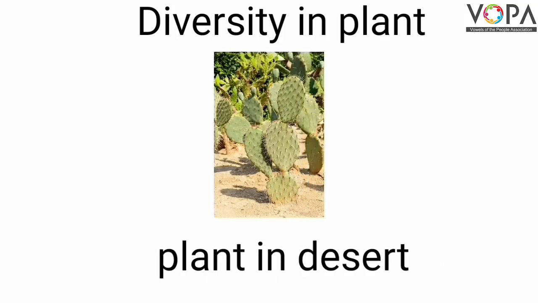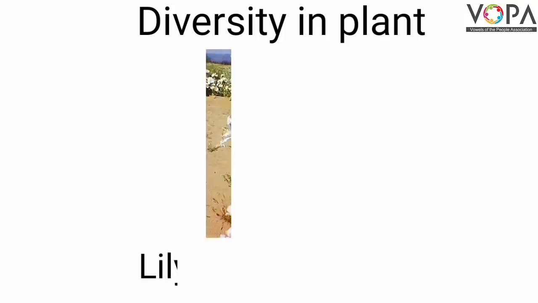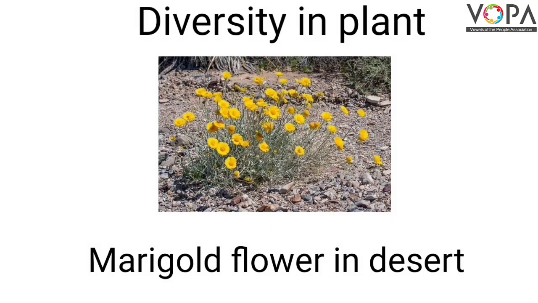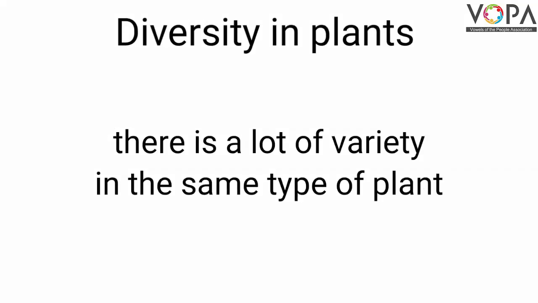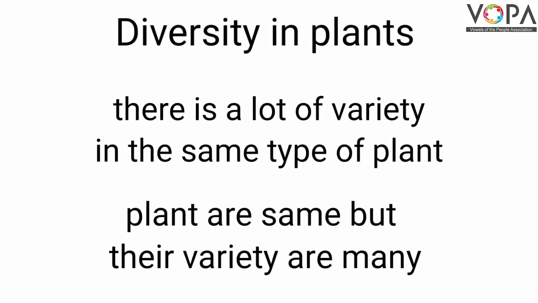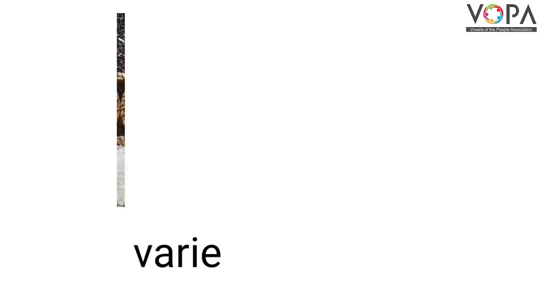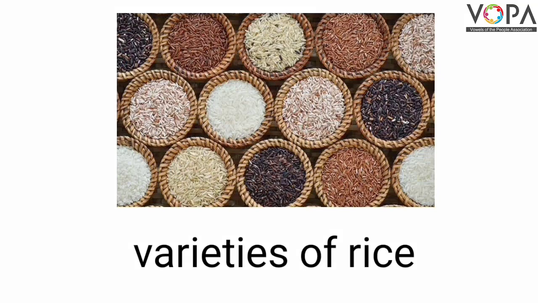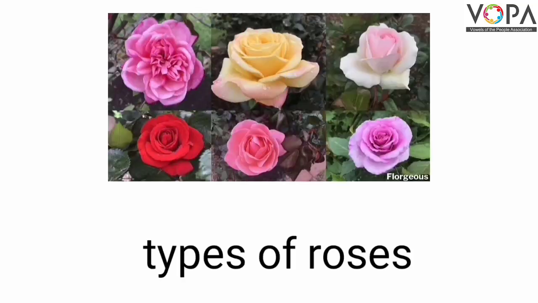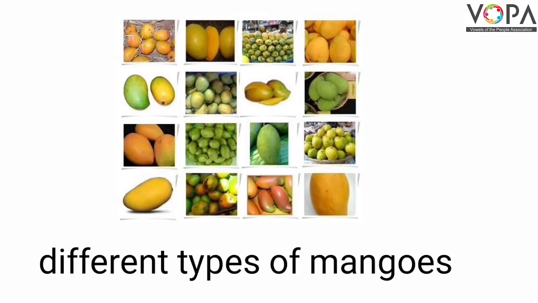Some plants grow even in desert also. Flowers like lily, flowers like marigold, grow in desert also. Also, we find there is a lot of variety in the same type of plant. What does it mean? Plants are the same, but their varieties are many. For example, there are different varieties of rice, different varieties of wheat, different types of roses, different types of mangoes.